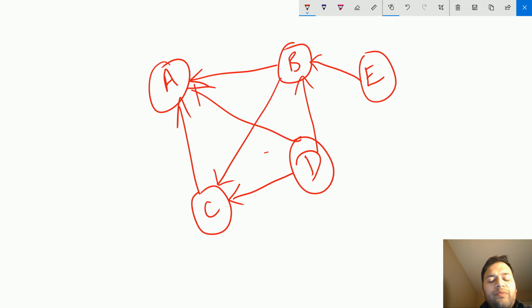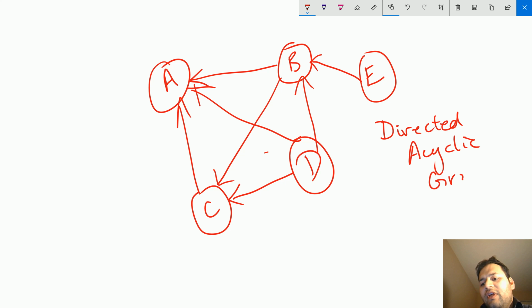And so this is called a directed acyclic graph. Directed because the directions represent what depends on what.